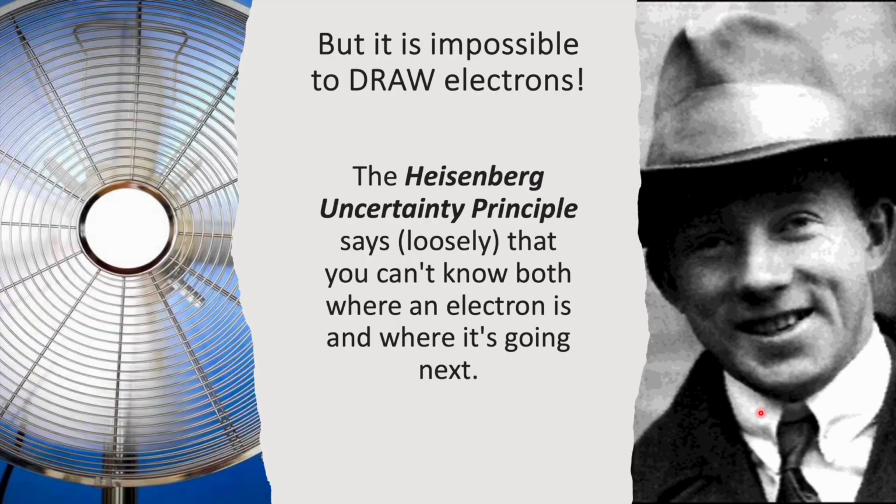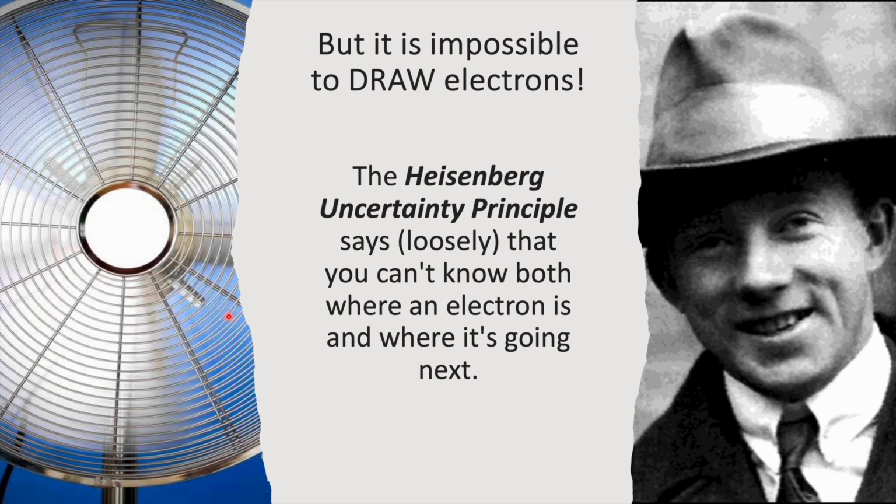There was this man named Werner Heisenberg, and he came up with something called the Heisenberg uncertainty principle. And he told us it is impossible to draw electrons and where they are and where they're going. The Heisenberg uncertainty principle says, loosely, that you can't know both where an electron is and where it's going next.